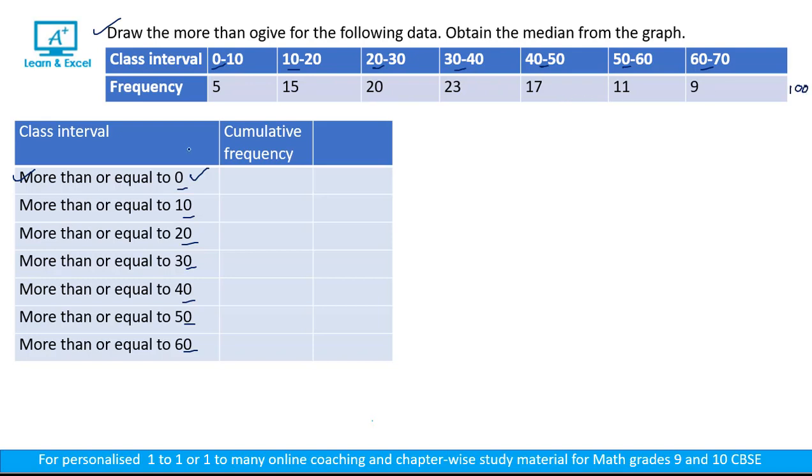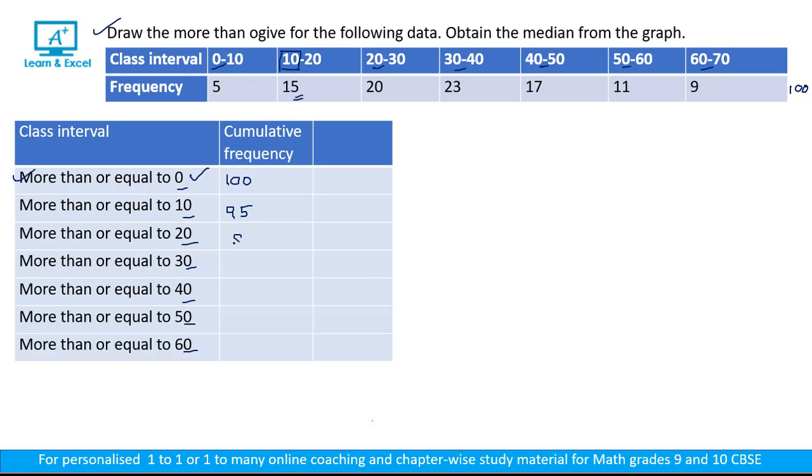which is equal to 100. Now for more than or equal to 10, what will be the cumulative frequency? It will be 15 plus 20 plus 23 plus 17 plus 11 plus 9. Instead of adding so many numbers, we can just take 100, the cumulative frequency which we found before, and subtract 5 from it. So 95 will be our answer. Now let us find the cumulative frequency for more than or equal to 20. For that we take 95 and subtract 15.